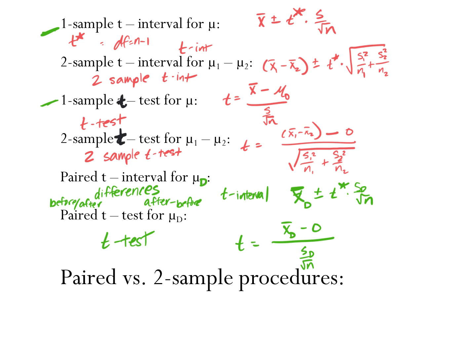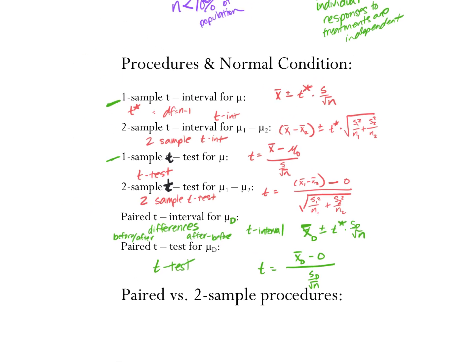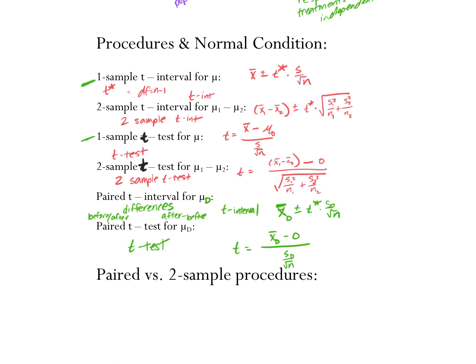So some other components here: if you're running tests, your hypotheses are going to be about either mu1 compared to mu2, or mu-d, because that's my population parameter.